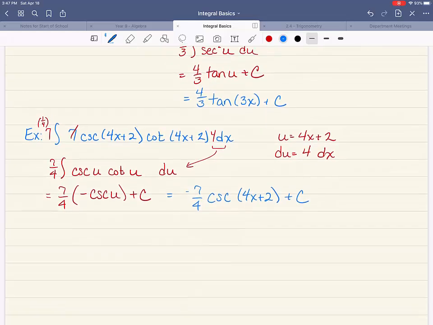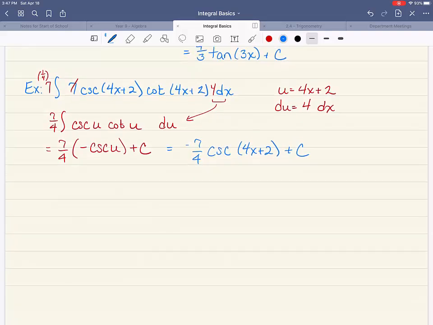One more problem that I'd like to do for you, and I believe I have enough room to do this problem. This problem says the integral of 16 cosine of 8x minus 2 sine of 2x dx. All right, these two trig functions are subtracted. They're not multiplied like the previous problem.